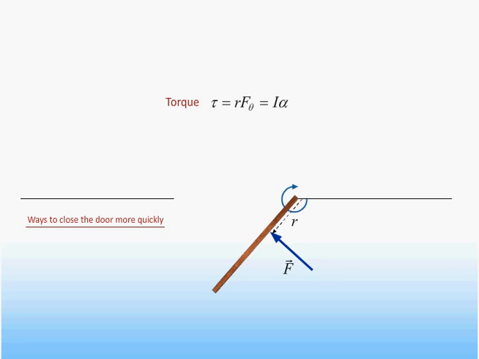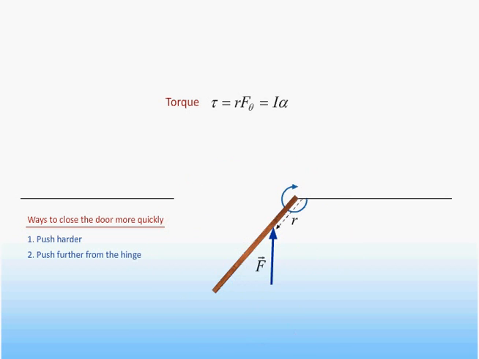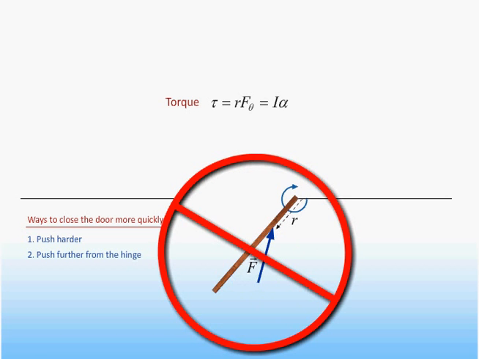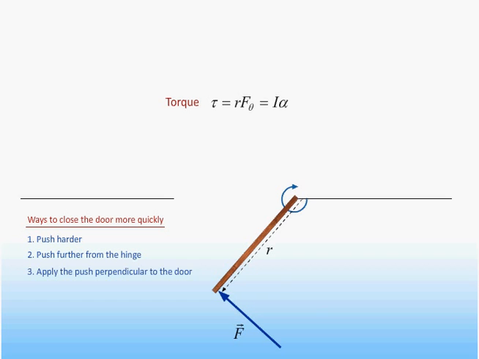Your intuition tells you that you would either push harder or you would push on the door at a point further from the hinge. You would certainly not try pushing closer to the hinge, and you would also not change the direction you are pushing to be more parallel to the door. In other words, the biggest effect you can have on the door is to push on it as hard as possible in a direction perpendicular to the door at a point far from the hinge.